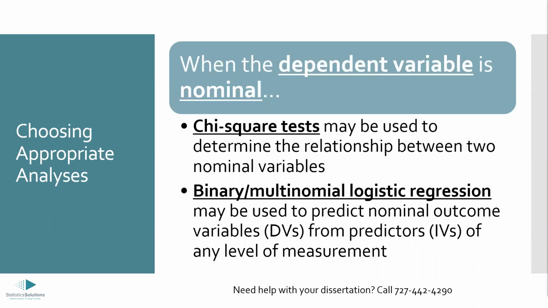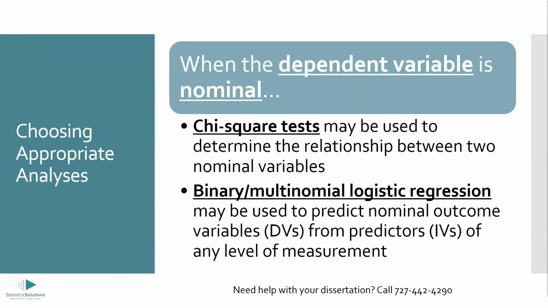And finally, let's talk about what we can do when our dependent variable is nominal. So if we want to see the relationship between two nominal variables, so we don't have any variables that are ratio, interval, or ordinal, all of our variables are purely nominal. If you want to see the relationships between those variables, we can do chi-square tests of independence.